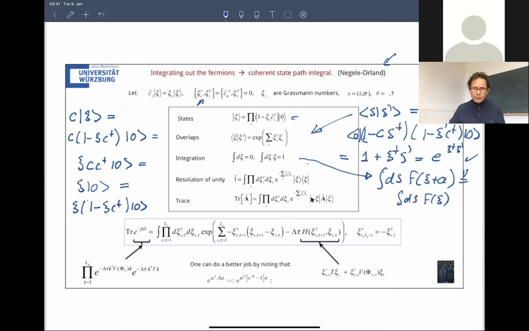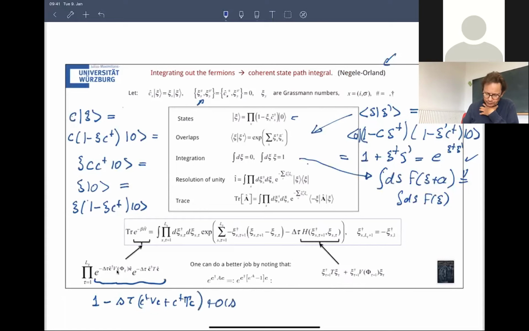Okay? So once we have these things in the box, this is standard Negri-Orland many-body physics. Then we can go about and use it to evaluate this trace. And so this trace here is the product of one-body operators. And to make our life easy, I will approximate this by 1 minus delta tau and then C dagger VC plus C dagger TC, plus O of delta tau squared. That makes it easier for us to do now.